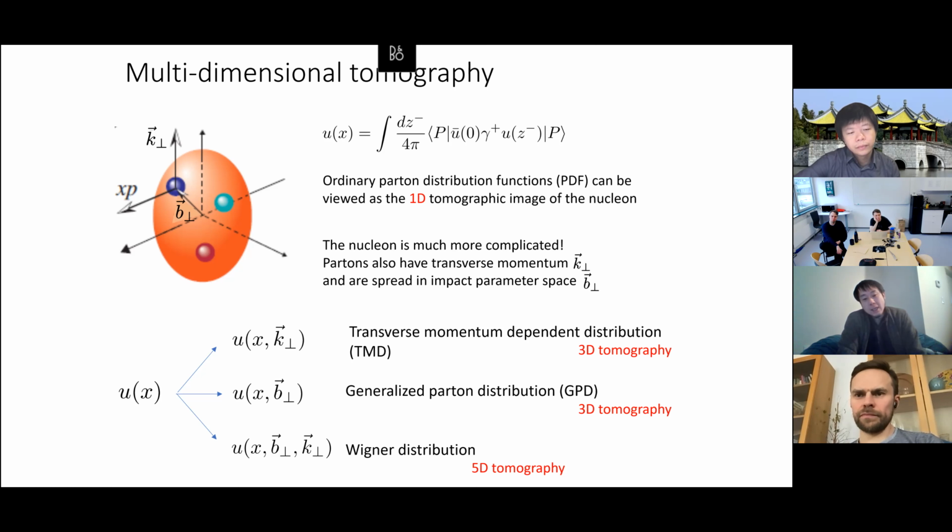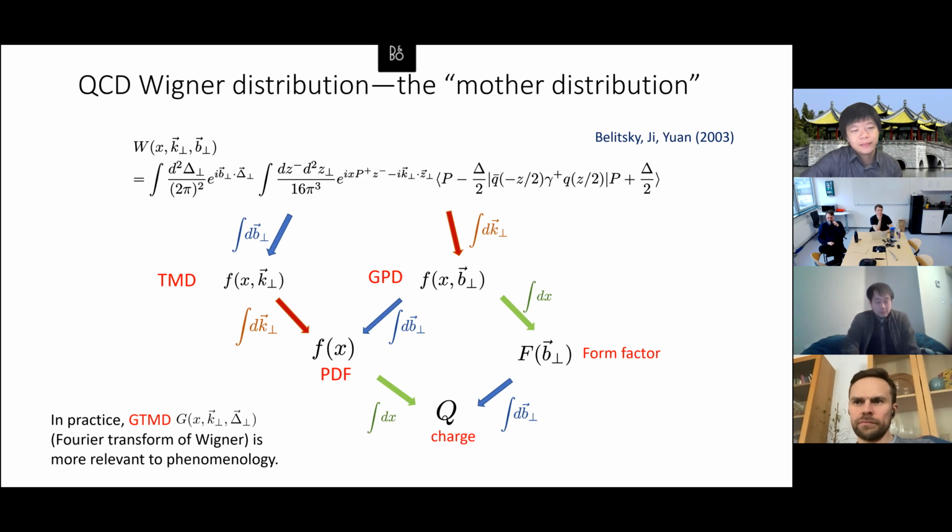So once you add this k perp dependence, then this is called the transverse momentum dependent distribution, TMD. This is a 3-dimensional tomographic picture of the nucleons. And once you include the b perp dependence, then this is called the generalized parton distribution. This is the 3-dimensional tomography. And if you include both b perp and k perp dependencies, then this is called the Wigner distribution function. And that's a 5-dimensional tomography. It's a complete picture of the nucleon as seen by one parton distribution function.